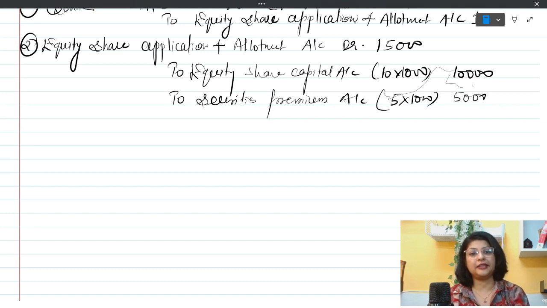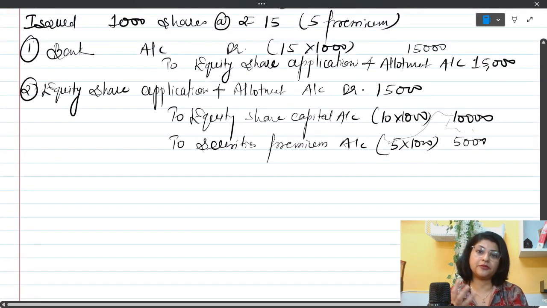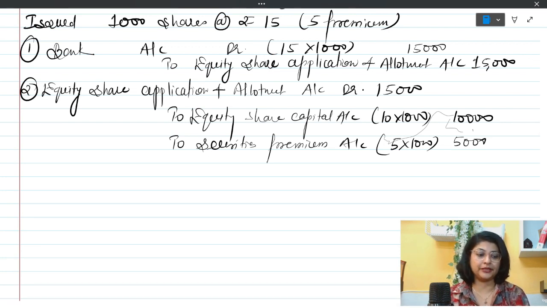Whenever we are taking the amount in lump sum, the number of entries reduces. Only the bank account debit to equity share application and allotment entry, and the next entry is equity share application and allotment account debit to equity share capital and securities premium. So the treatment of securities premium is always going to be different. Only this thing has to be kept in mind.